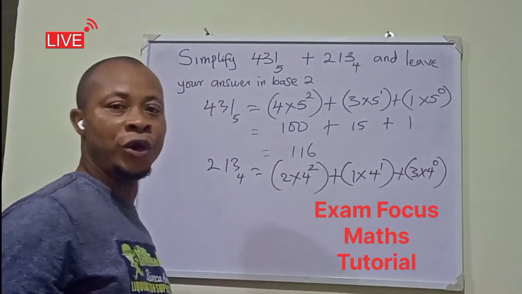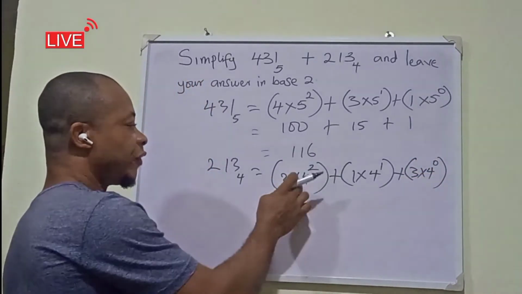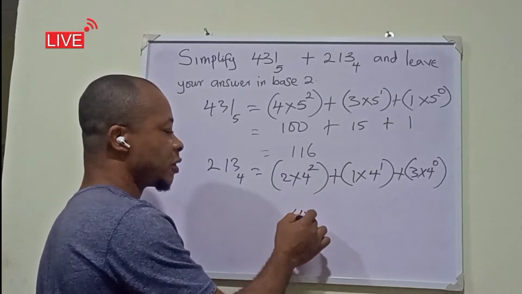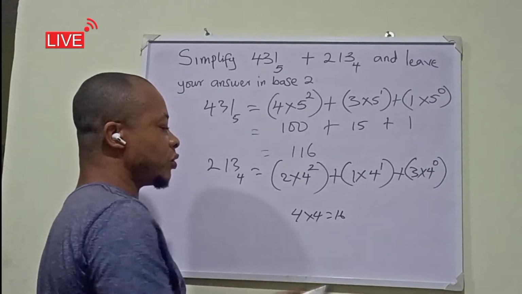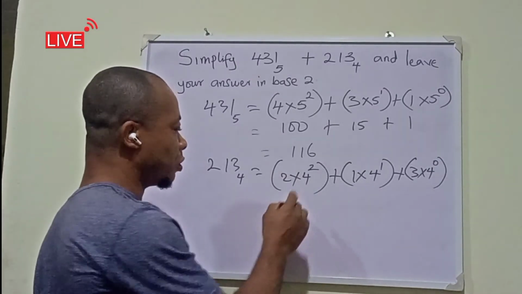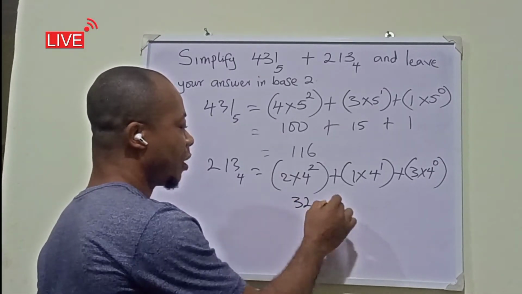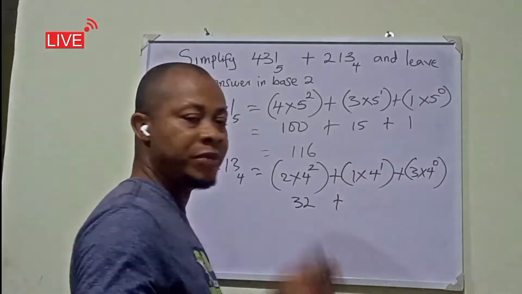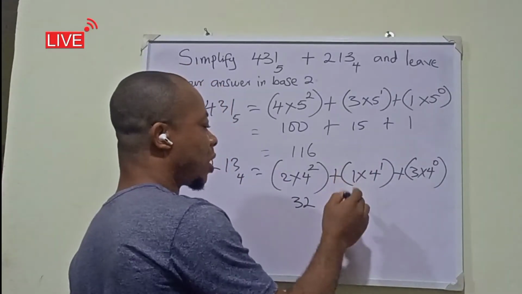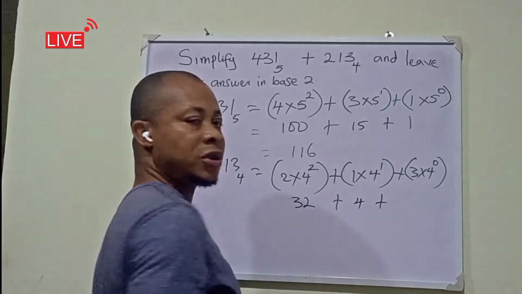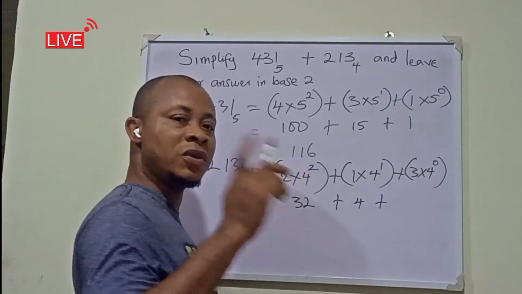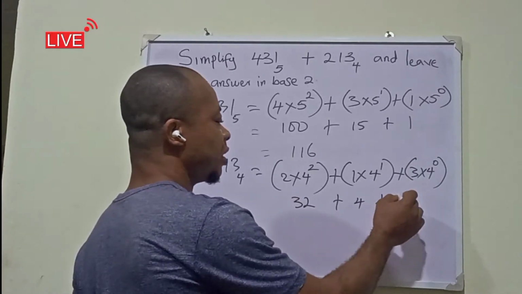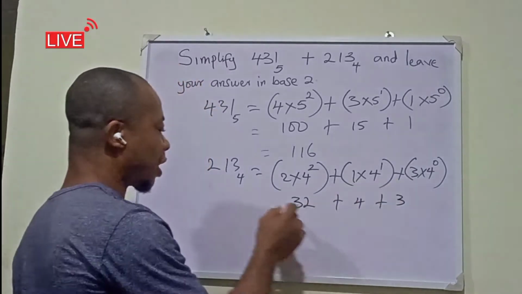Okay, we open up the brackets. 4 raised to power 2 means 4 times 4, which is 16. 16 multiplied by 2 will give you 32. So we have 32 here, plus 4 raised to the power 1 means 4. 4 times 1 is 4, plus 4 raised to the power 0, as I've said before, is 1. 3 times 1 is 3. Let's add up together.